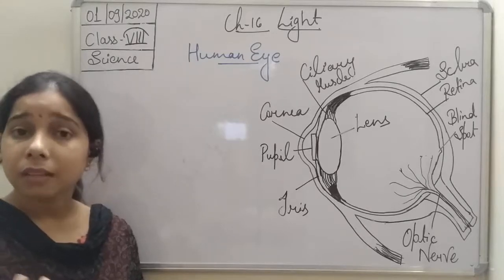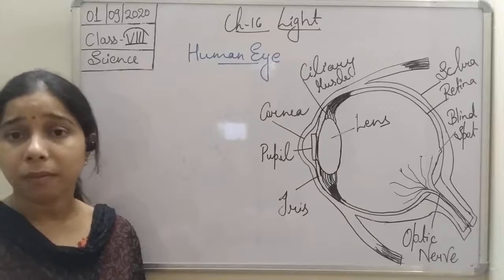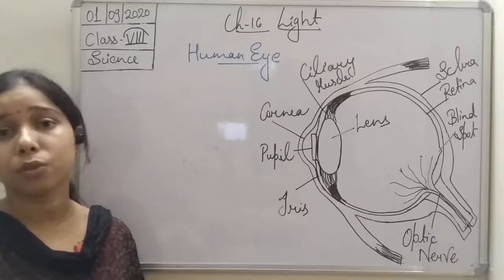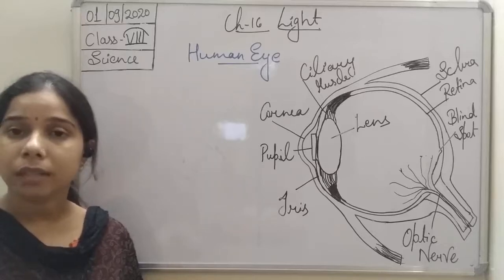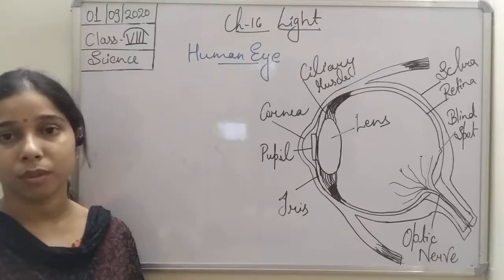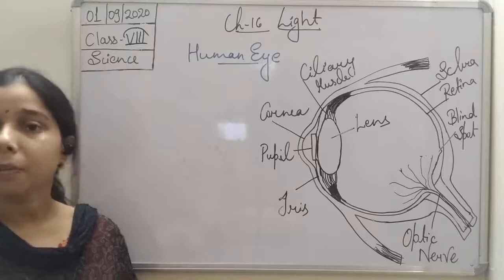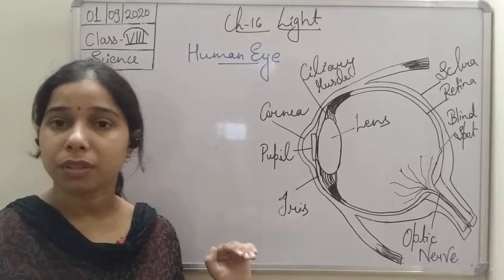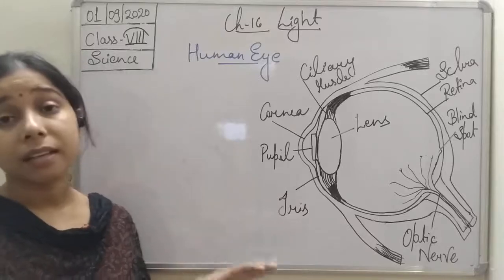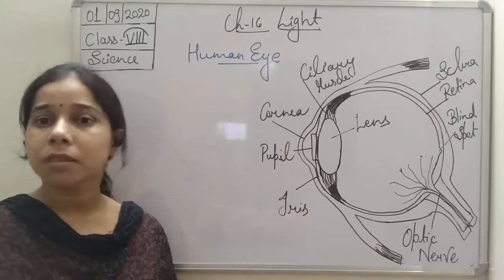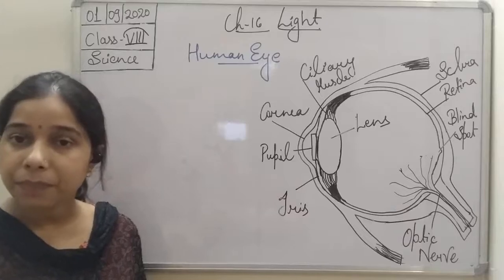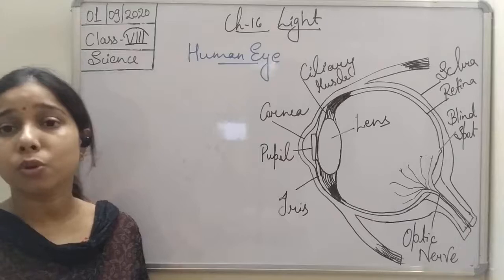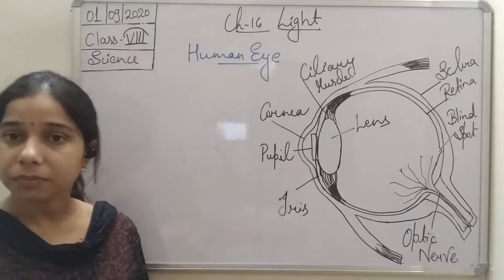It means that the image which is formed, basically it is formed in the eye. Because of the eye only we are able to see anything. It is a natural optical instrument which enables us to see things. Now if we talk about the structure, students, the eye is somewhat spherical in shape, and its diameter is about 2.3 centimeter.